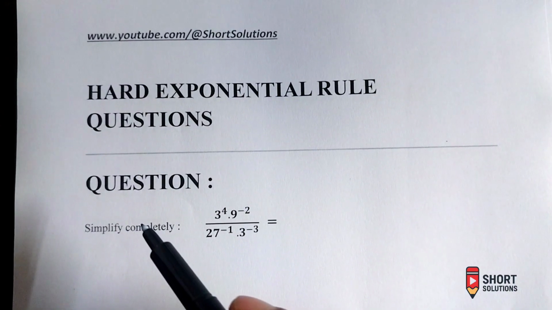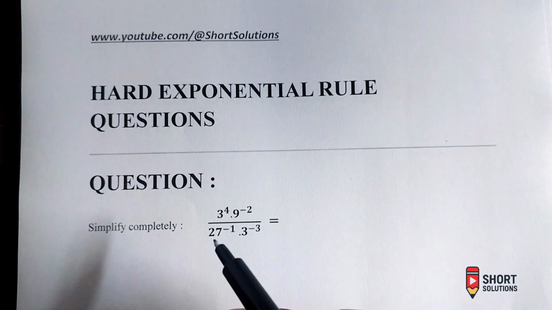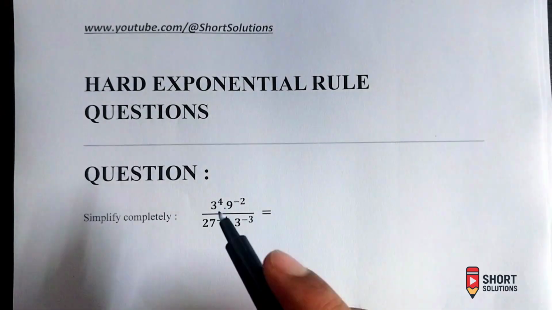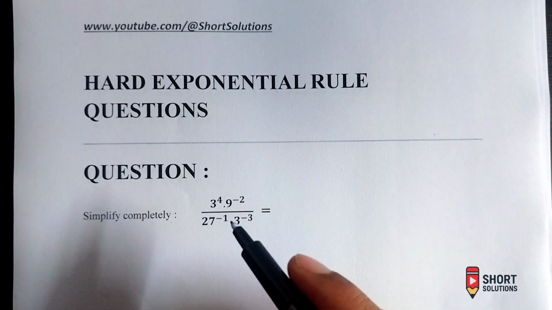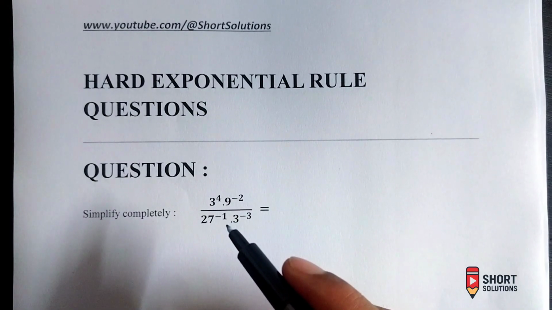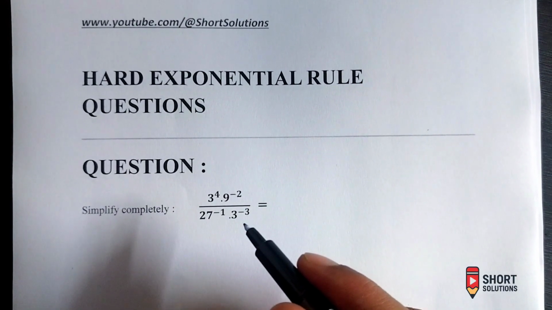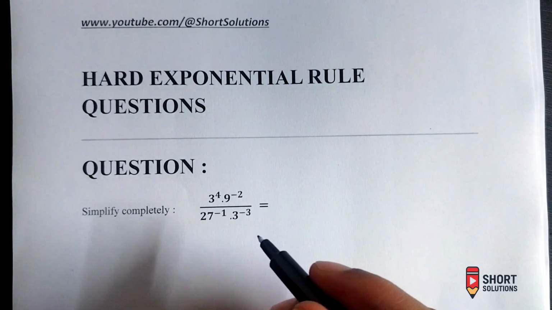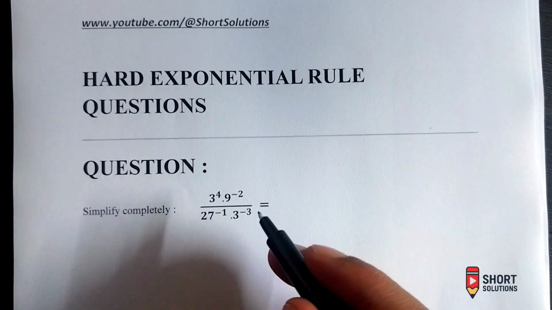Let's take a look at this tough exponential expression. We are asked to simplify 3 power 4 into 9 power minus 2 upon 27 power minus 1 into 3 power minus 3. The first step is recognizing that everything can be written as power of 3.